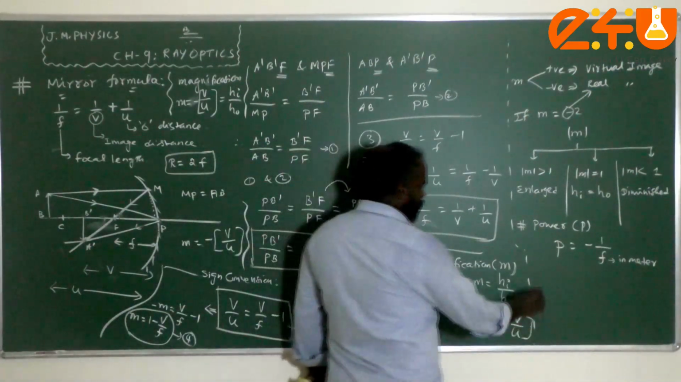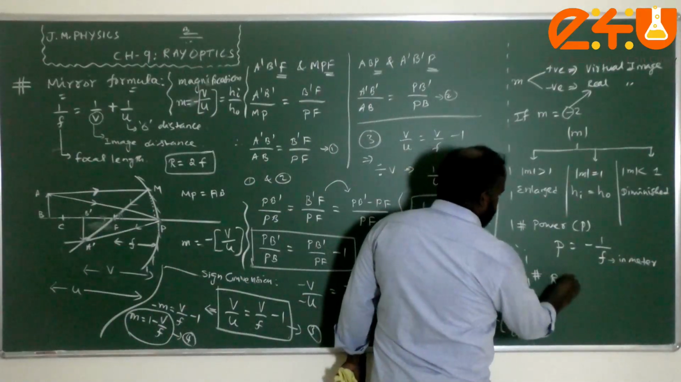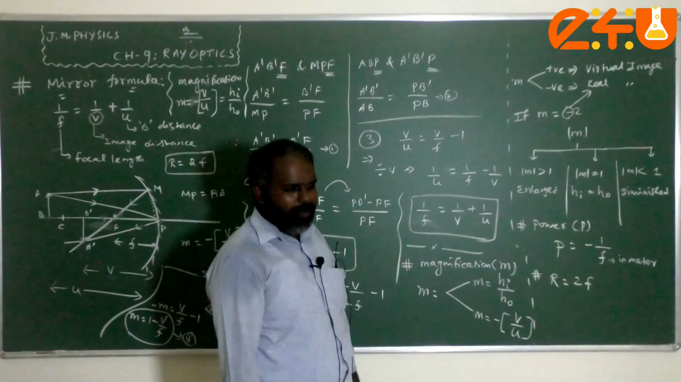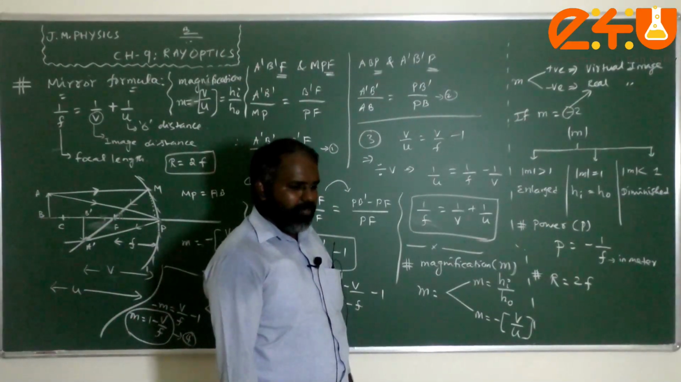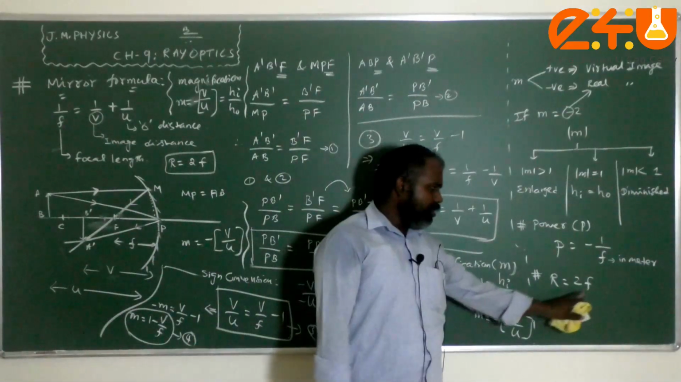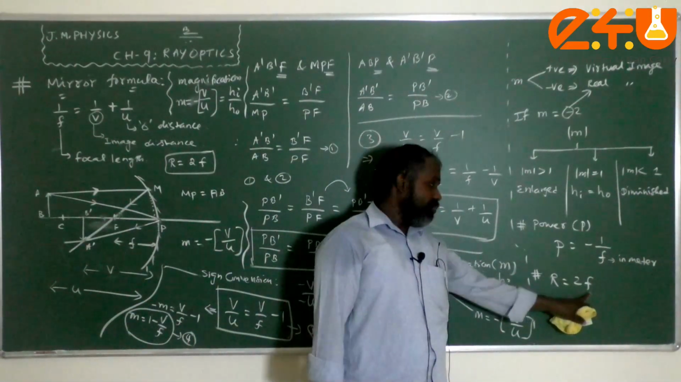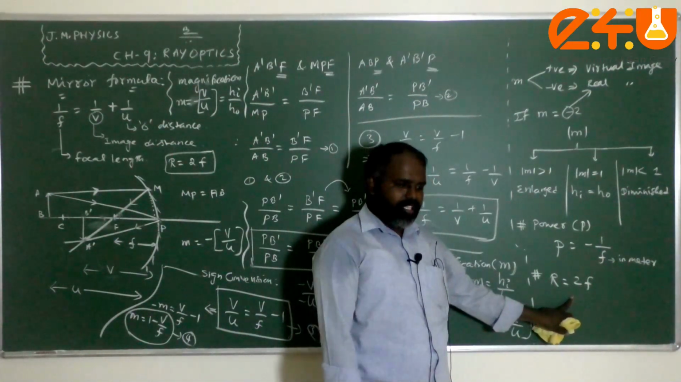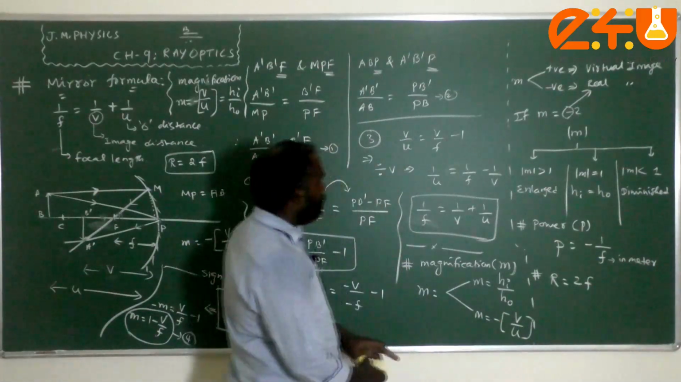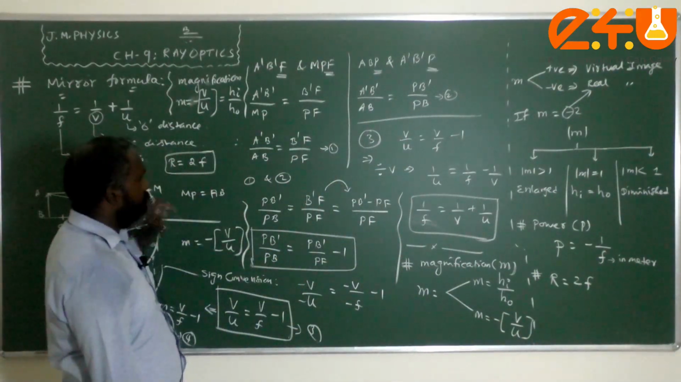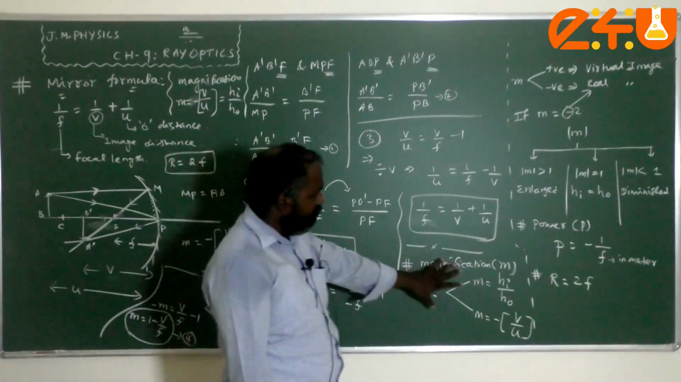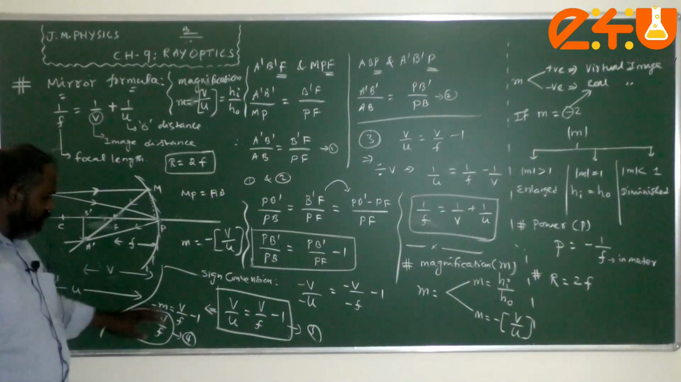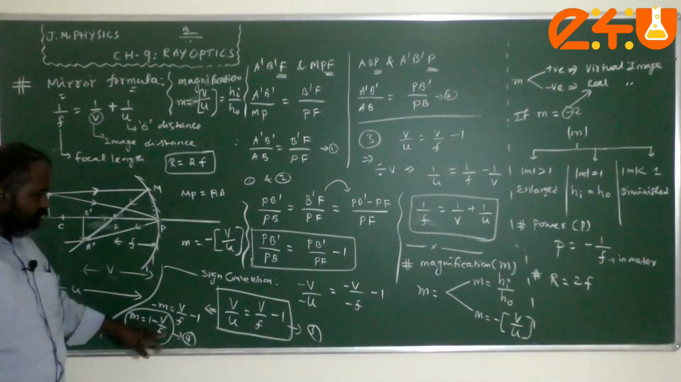Another relation we must know is R is equal to 2F. The relation between radius of curvature and focal length of any curved mirror, spherical mirror, is R equal to 2 times F. That proof will be discussed as a continuation of this. This is the information about the mirror formula and its magnification, and the relation between V, M and F is given. Similarly, you can write this in terms of U also.